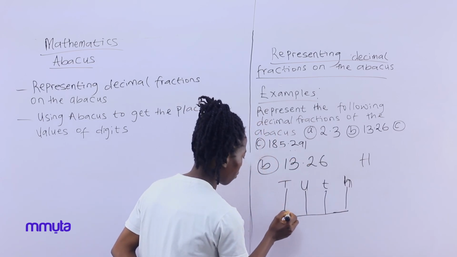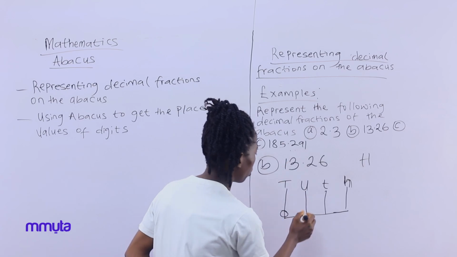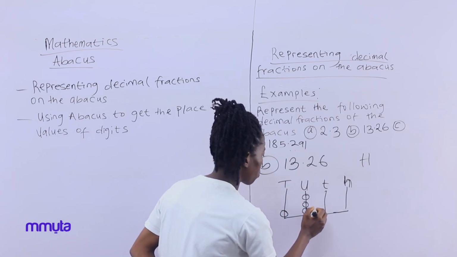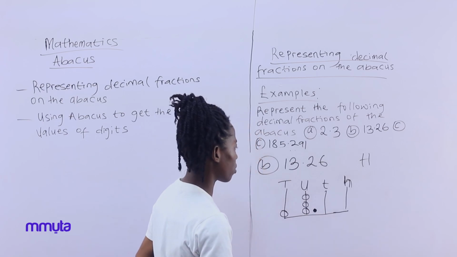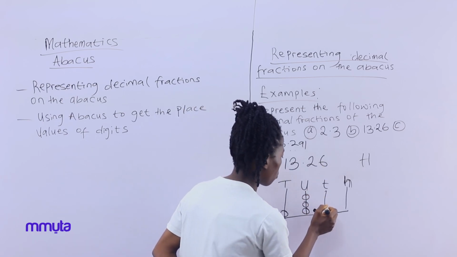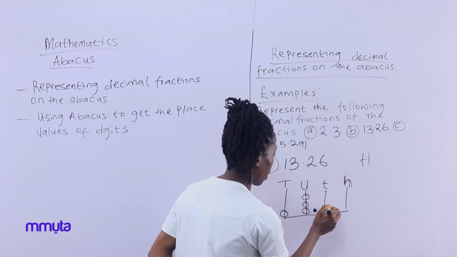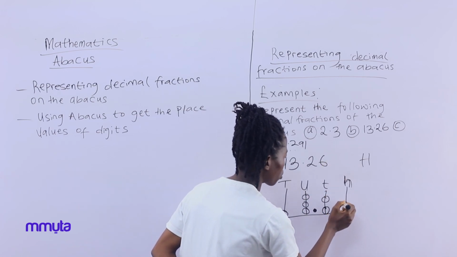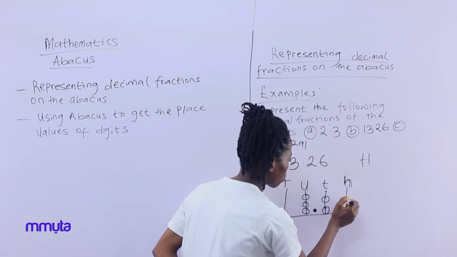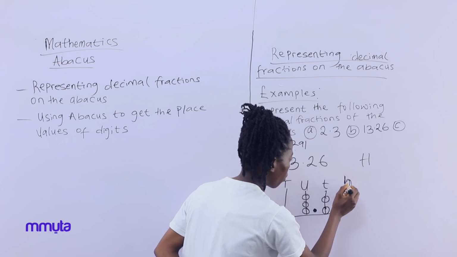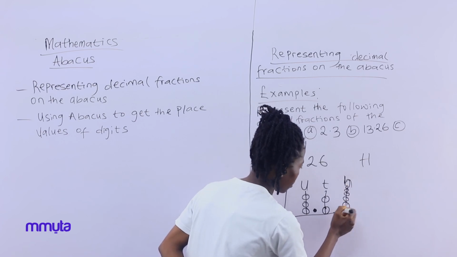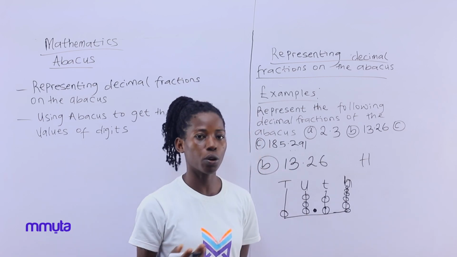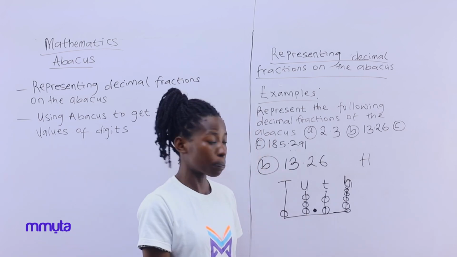For the tens, you have 1, and then for your units, you have 1, 2, 3. Remember to put in your point to show that you are going into the decimal. So for the tenths, you have 1, 2, and then for your hundredths, you count 1, 2, 3, 4, 5, and there's a 6. So this way, you have represented the number 13.26 on the abacus.